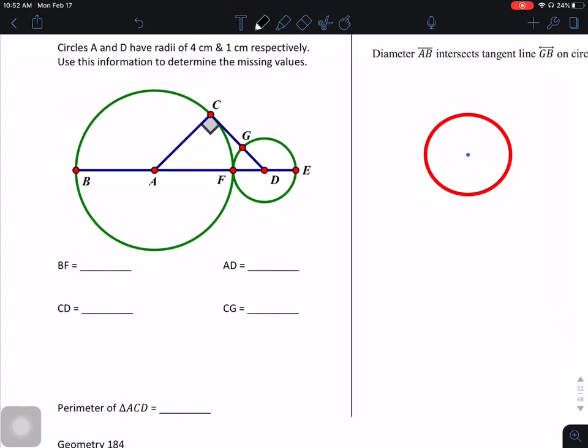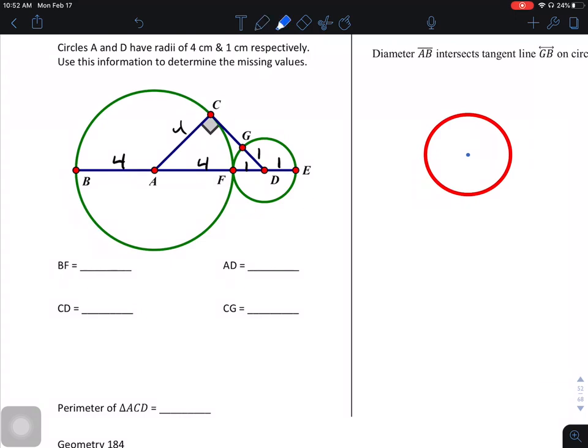Circles A and D have a radius of 4 centimeters and 1 centimeters respectively. Respectively means in the same order. So let's say this is 4. If this is 4, every radius is 4. And I'm going to mark every radius in that as 4. Don't let your mind assume it's 4. Write it in there. Second one, the radius is 1. I'm going to write 1 in every location that I can.